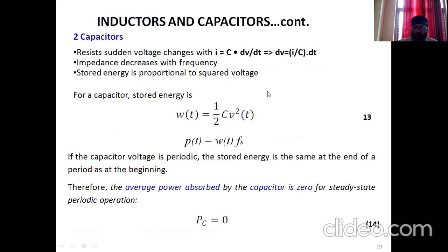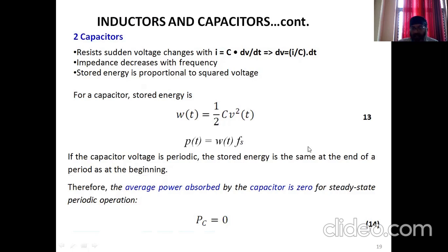Capacitor also the same thing. We already know the value of current in a capacitor is C multiplied by the rate of change of voltage. So the voltage keeps on developing and the charge keeps on building up in the capacitor, and we get the current. And the change in voltage, because we rearrange this equation, is equal to this. So impedance decreases with frequency.